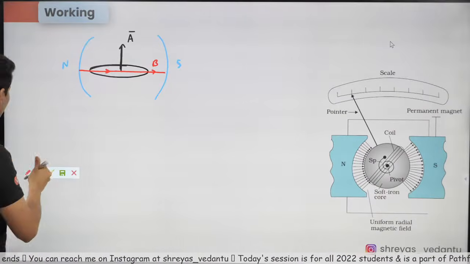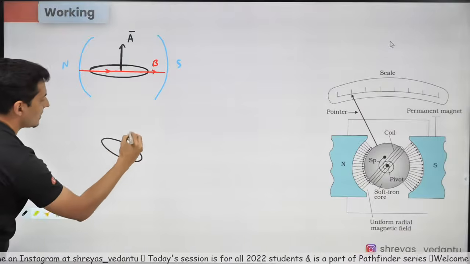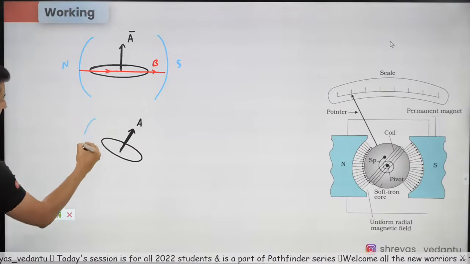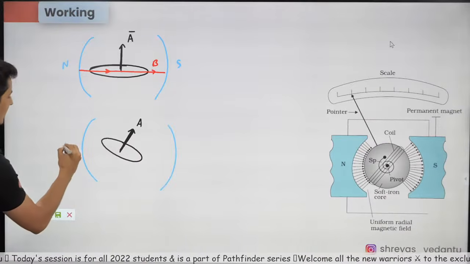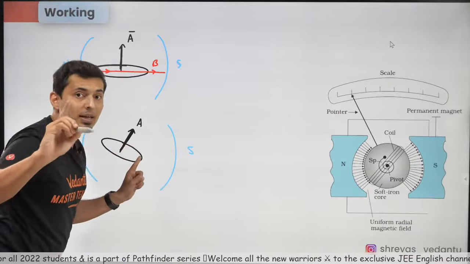Let's take some other orientation, maybe like this. So right now the area vector is this way. Now these are your cylindrical magnets. This is the north pole, this is the south pole. Think which field line will be cutting through the coil.